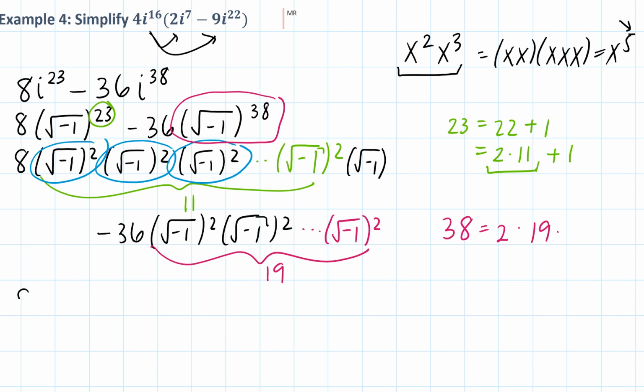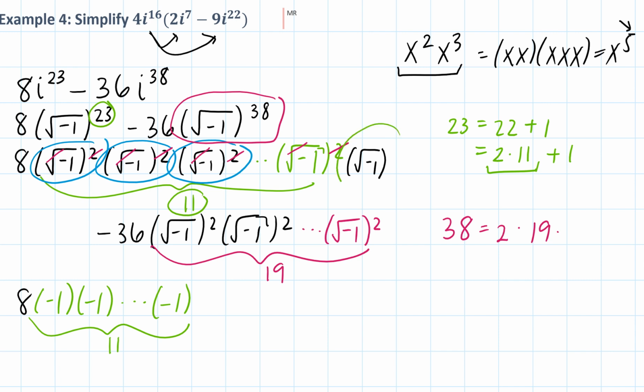Okay, so we have 8 times, well, look at this. Square root and square cancel each other out. Square root and square cancel each other out. Again, these are all canceling each other out, so we're left with 11 negative 1s. So 8 times negative 1 times negative 1 times negative 1. We have 11 of those negative 1s. Plus, don't forget about this leftover guy, square root of negative 1. It was a single. It was not a pair, so the square root didn't have anything to cancel out with.